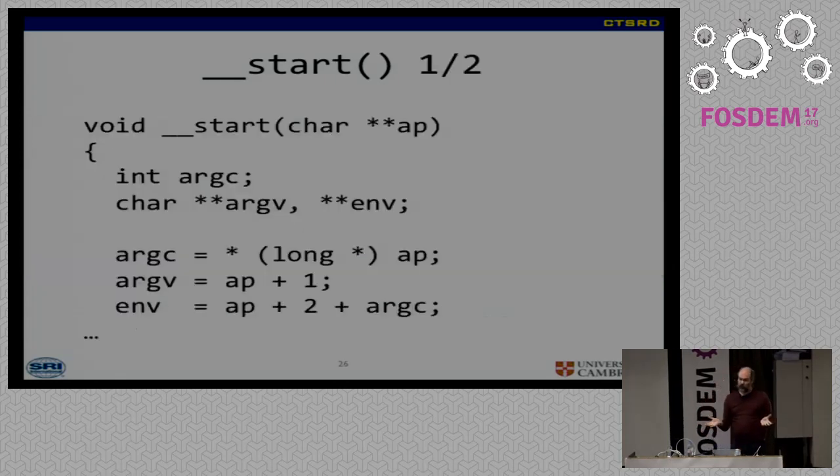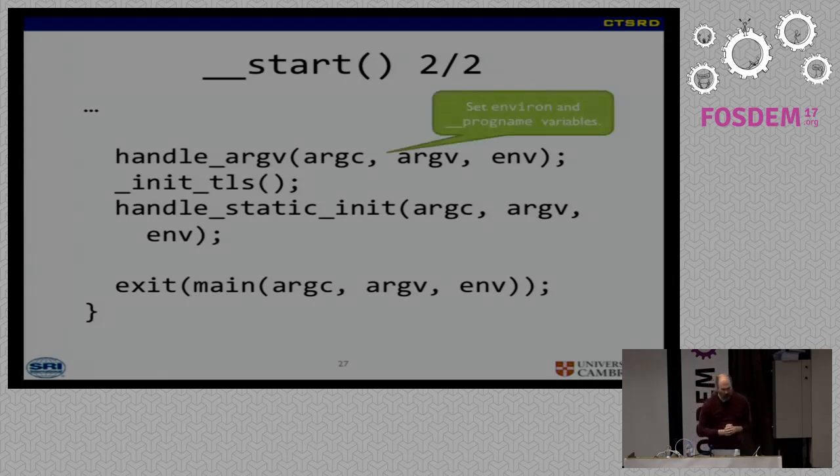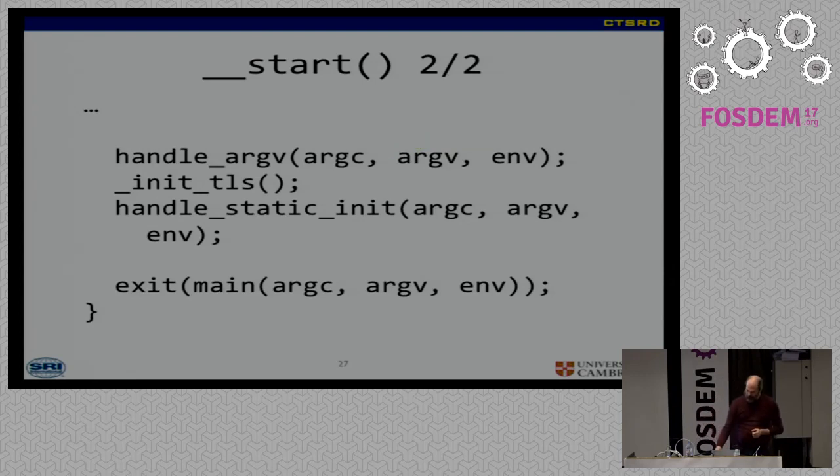So _start, the first half of _start, which is a very simple function, sets up argc, argv, and an environment pointer. These are then passed to this function handle_argv, which takes them and processes argc and argv a little bit, and then sets up the environment pointer, the environ array. Also sets the program name variable, which is used for programs to query how they were run.